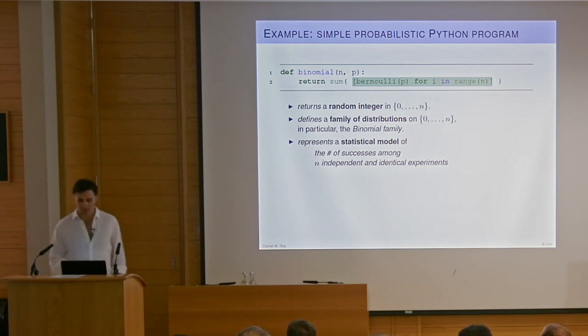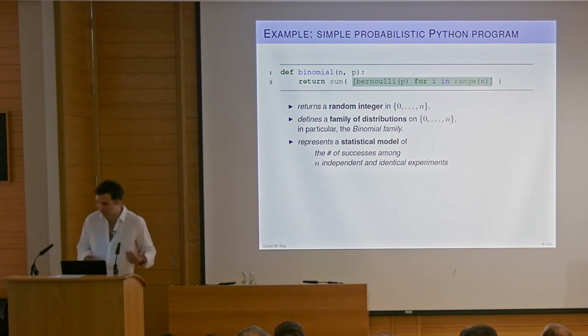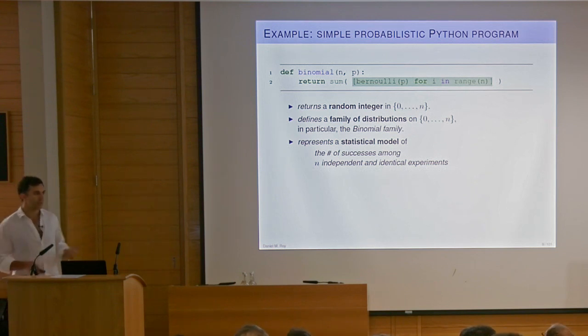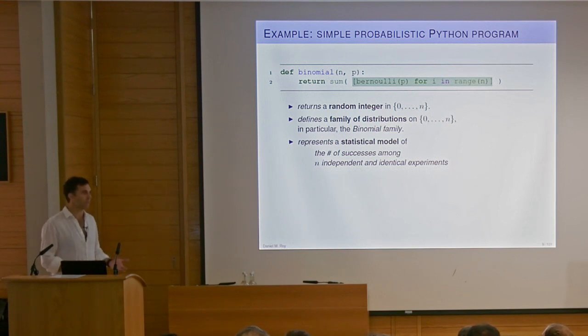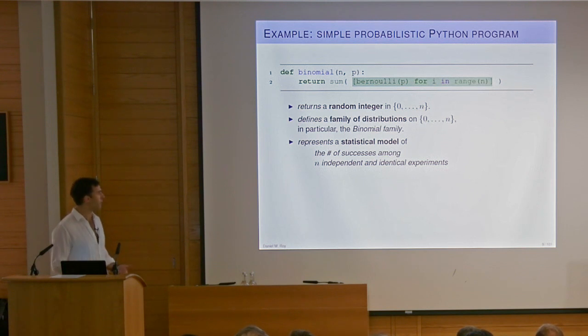All right, so that's all probability theory, but then I can also give it a statistical interpretation, which is that I can use this piece of code to build statistical models of the number of successes among n independent and identical experiments. And just like with ordinary programming, where you have compositionality and means of combination, we're going to be able to build more interesting models from pieces. That's the whole idea. And one of the nice things about thinking about programs as representing distributions is that it's not just lip service. You can actually combine programs and get bigger programs.